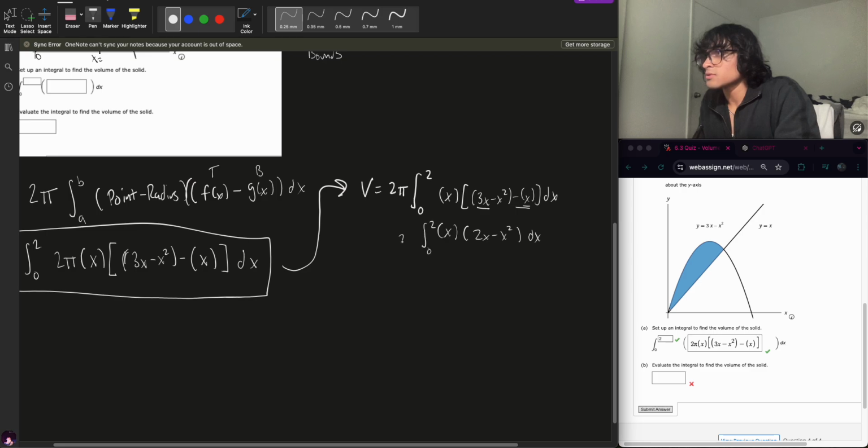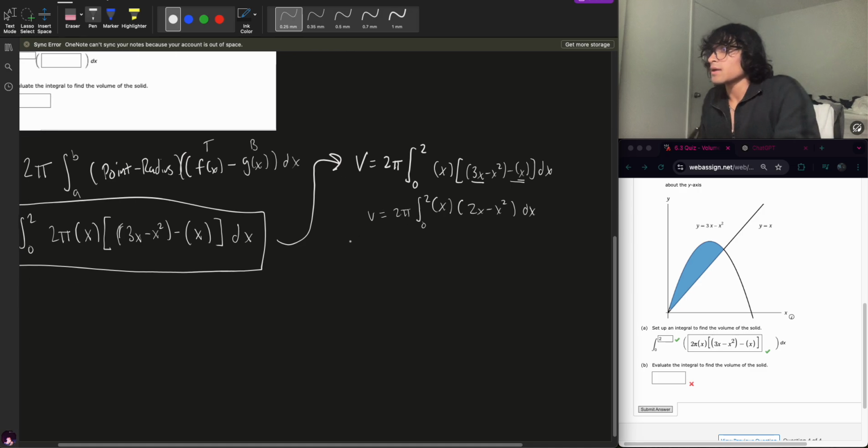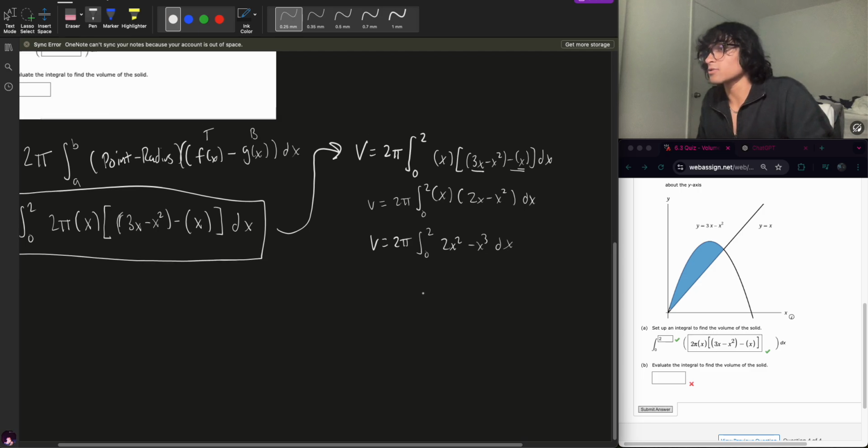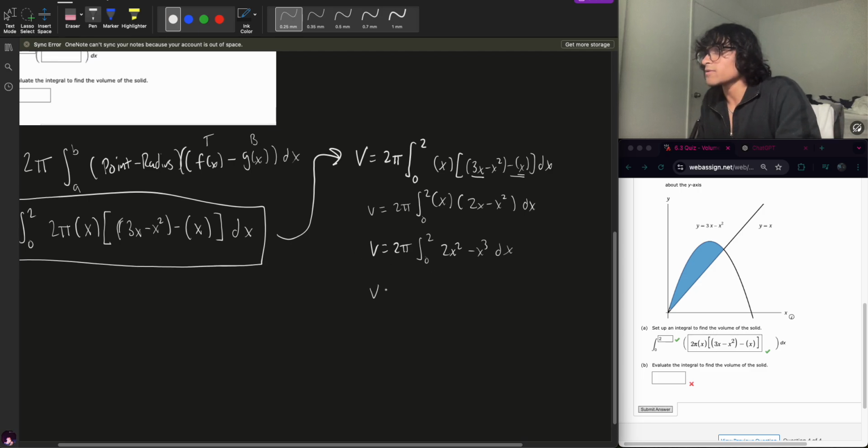0 to 2, 2 pi, volume, right? And then we're going to multiply this one here and this one here. So that will end up being volume equals 2 pi from the bounds of 0 to 2, 2x squared minus x cubed dx. That looks very, very integratable. Very nice. Yeah. So then we'll have volume equals 2 pi, and let's integrate this thing, right?